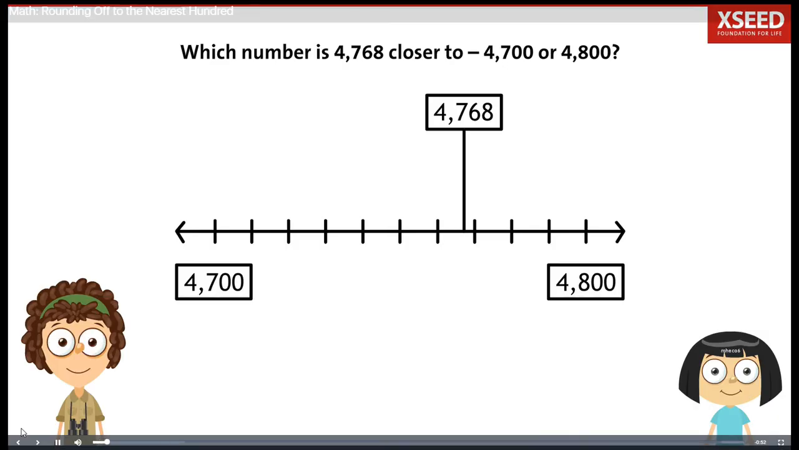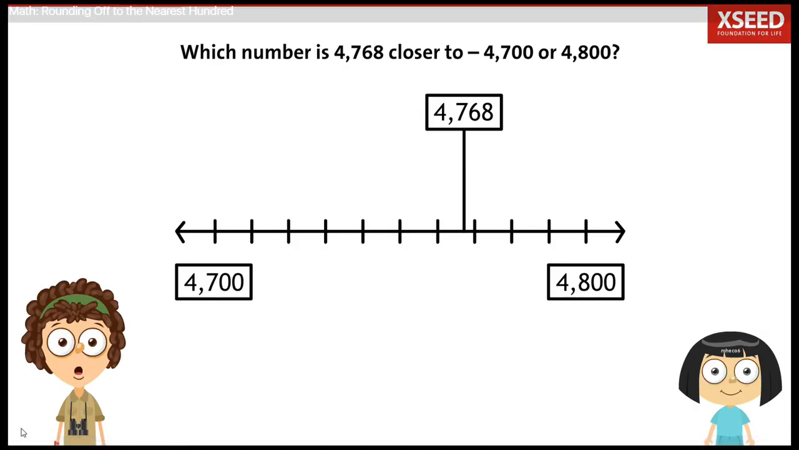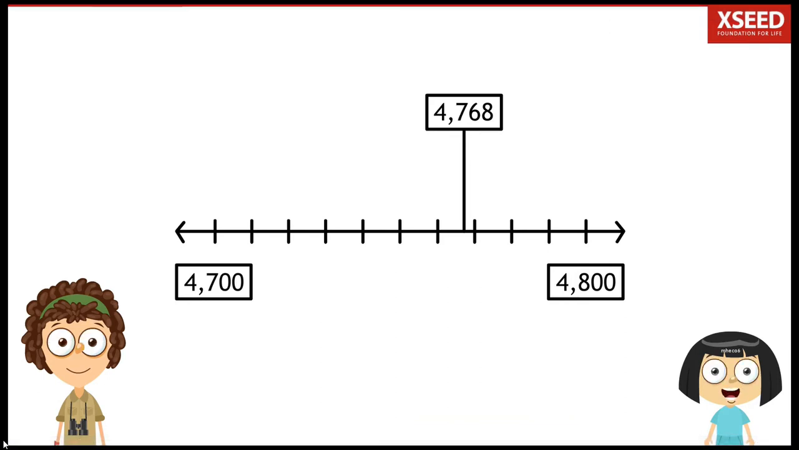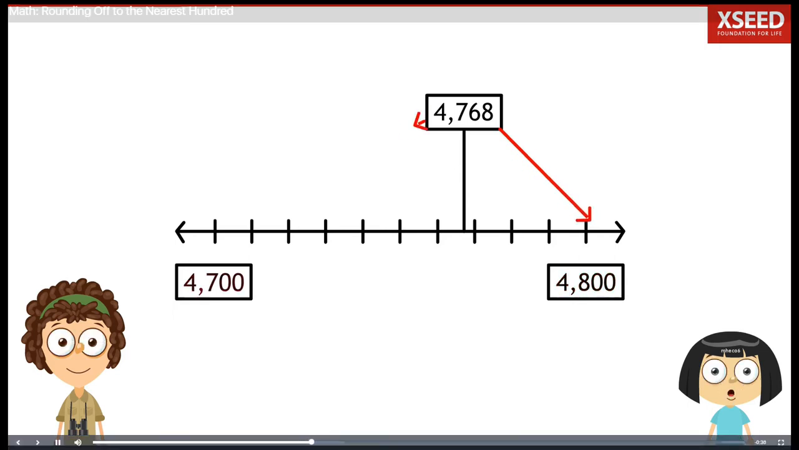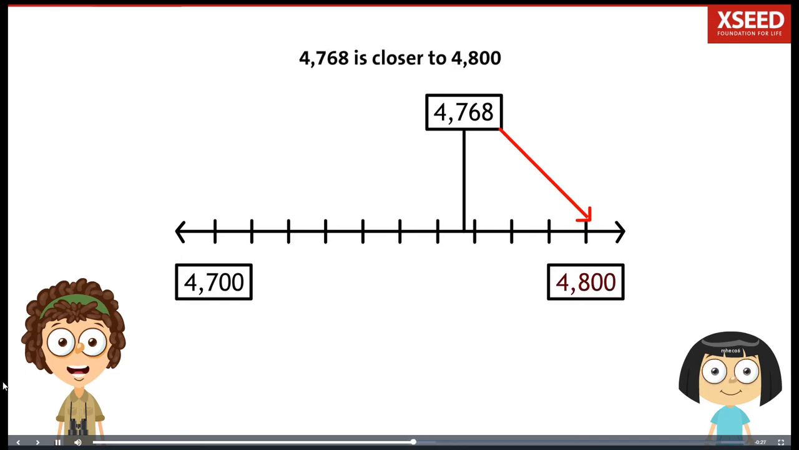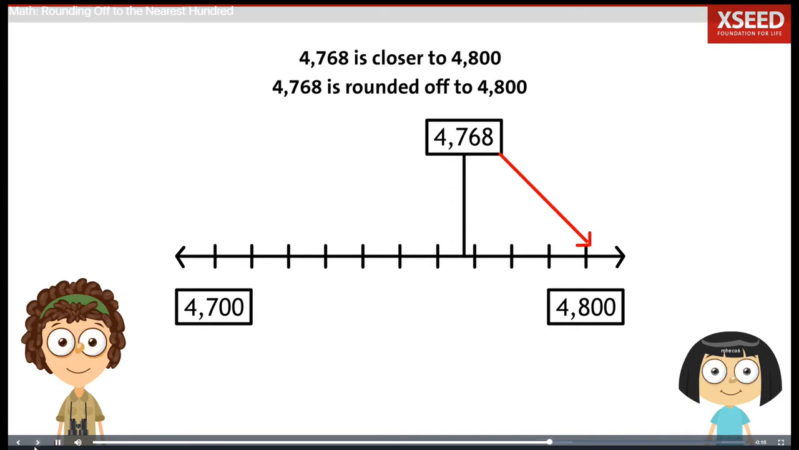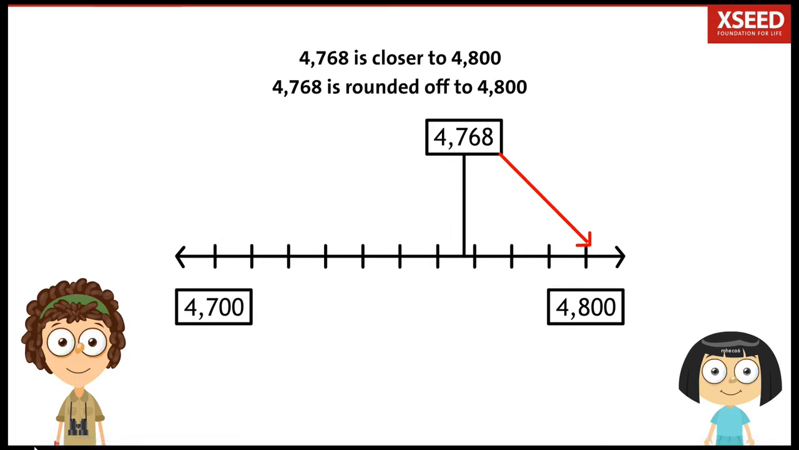I hope all of you have finished answering the question. Mia, what is your answer? 4,768 is closer to 4,800 than 4,700. That is correct, Mia. Since 4,768 is closer to 4,800, we can say that it should be rounded off to 4,800, since 4,800 is its nearest hundred.